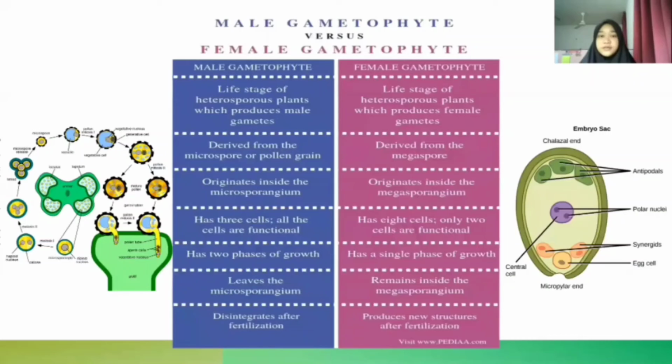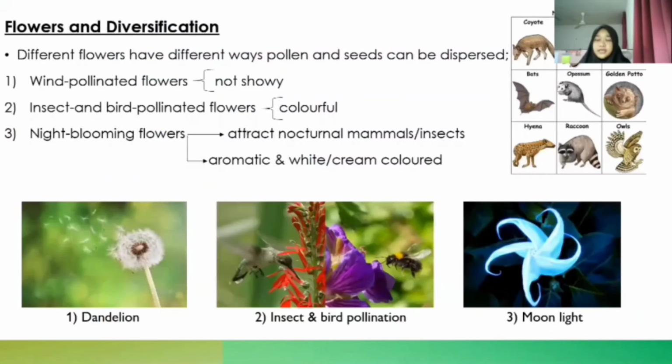If you have time, you can take a look at the difference between the male and female gametophyte, as it can help you to review what you have learned before. To complete the flowering plant life cycle, the angiosperm requires various ways of dispersal of pollen and seed. The various ways to disperse the pollen and seed resulted in different types of flowers.